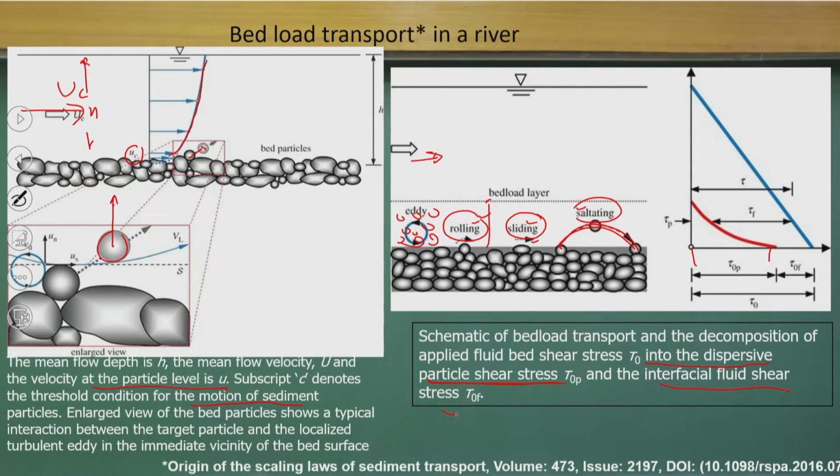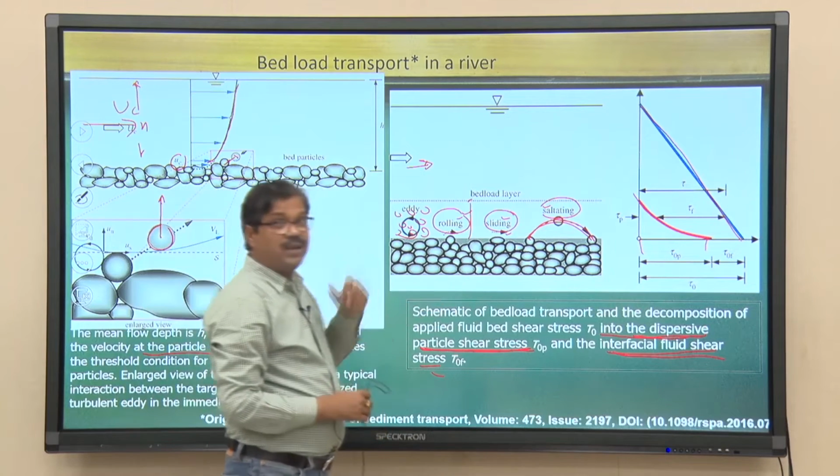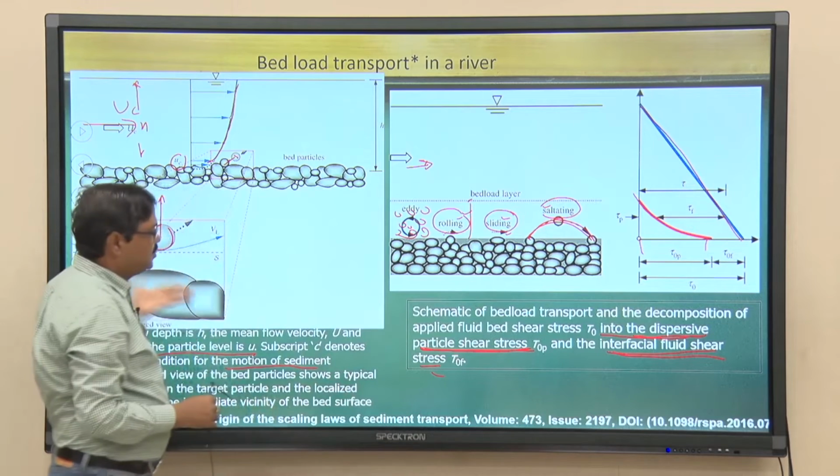Let us try to understand it. Interfacial fluid shear stress is generally something we need, but here the shear stress has two components: the dispersive particle shear stress and the interfacial fluid shear stress, and how they vary along the vertical direction. That is the behavior that happens if you consider it as a turbulent flow.